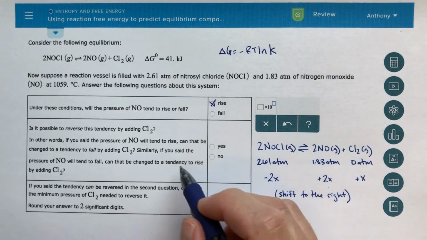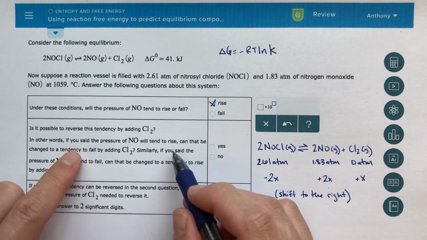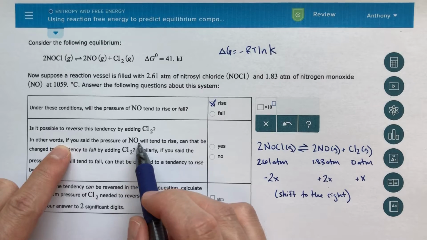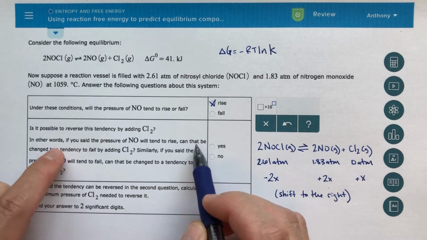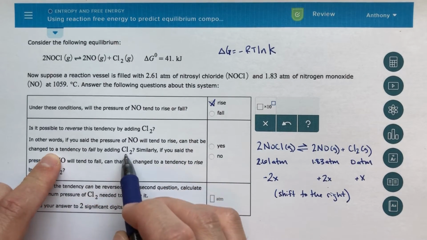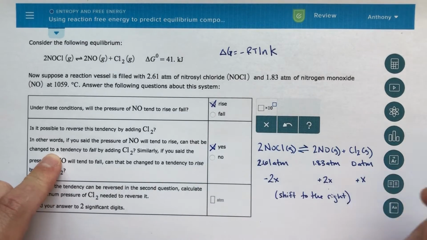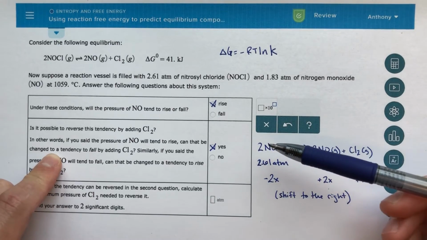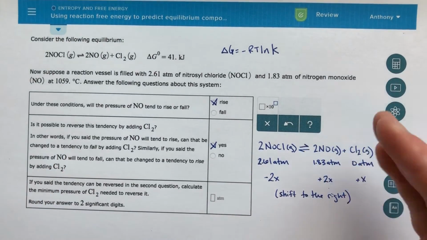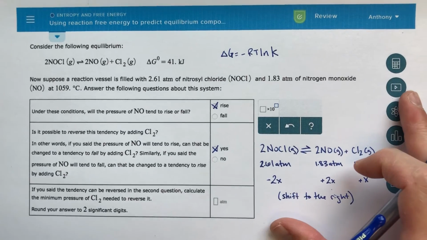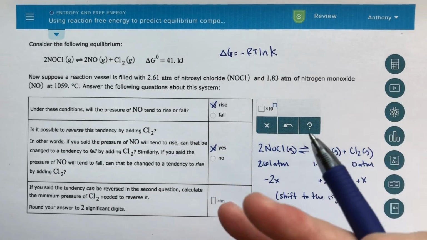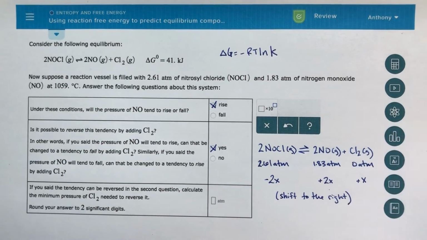So the answer to this, if you said the pressure of NO will tend to rise, that's what we said, can that be changed to a tendency to fall by adding Cl2? Yes. And again, the way that we're going to do that is by just adding a ton of Cl2 such that the reaction will have to shift back to the left in order to get to equilibrium. So we've got some concepts here of Le Chatelier's principle. We've also got some concepts of reaction quotients. So if you wanted to calculate a reaction quotient, we could do that.